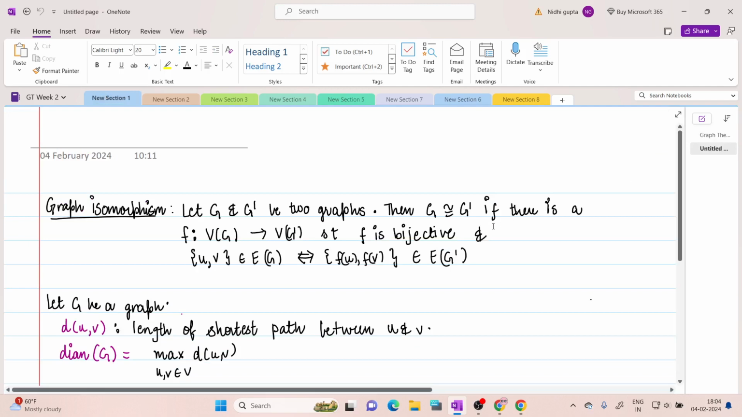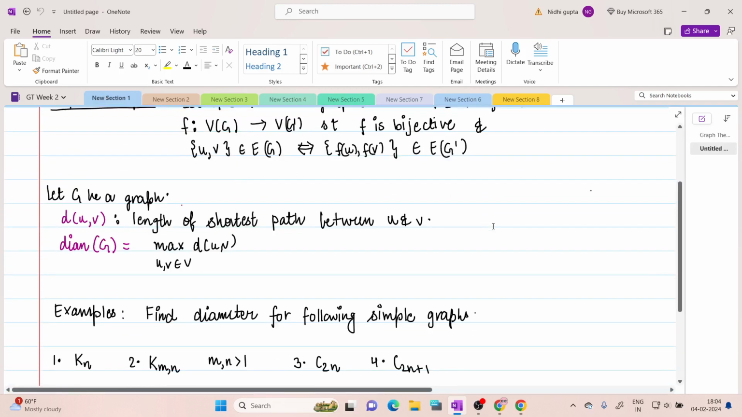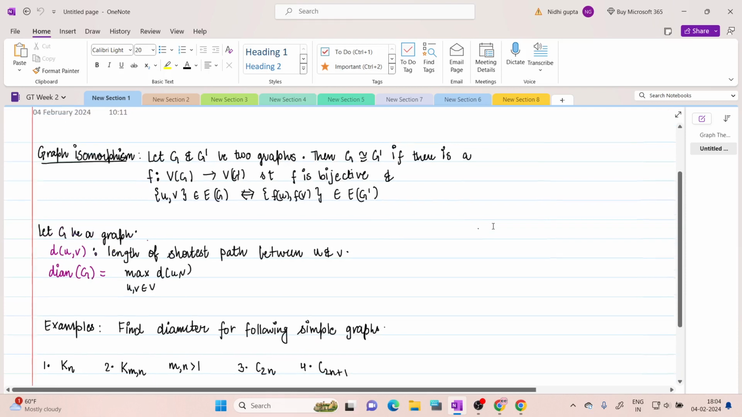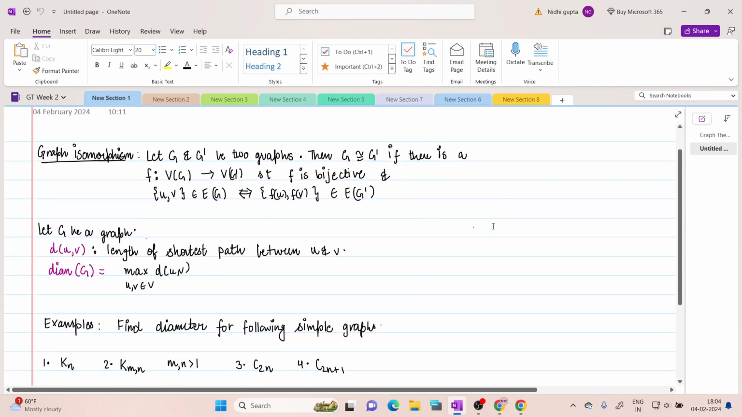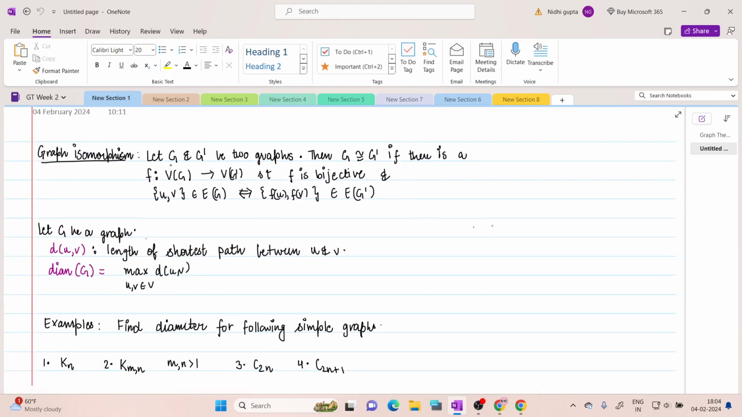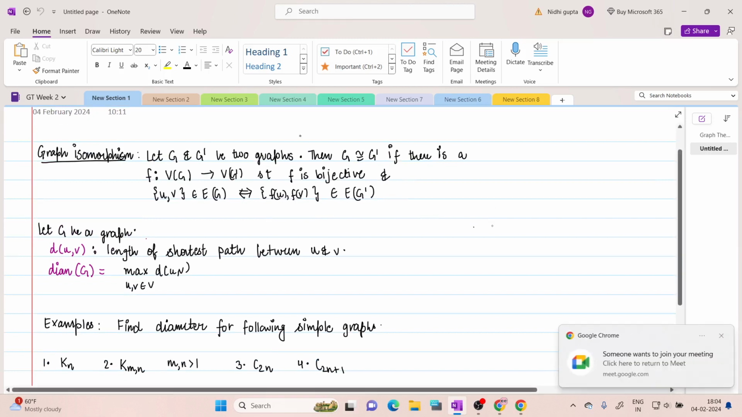Now other things that were introduced this week were graph isomorphism and diameter. So we say two graphs G and G prime are isomorphic.